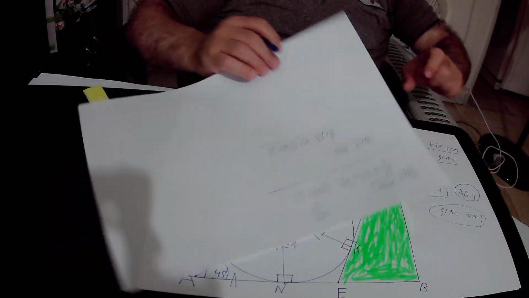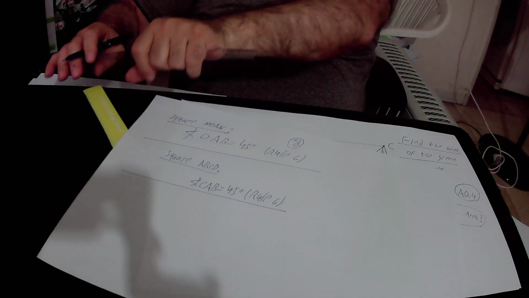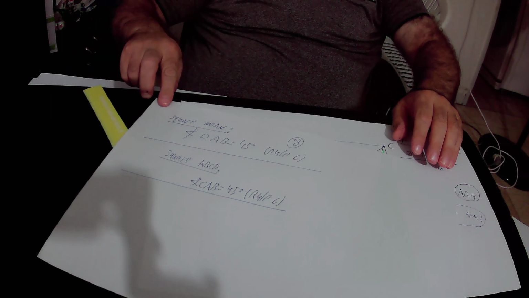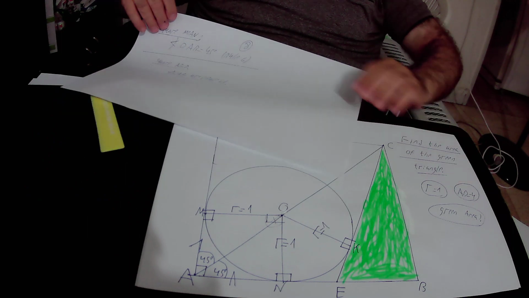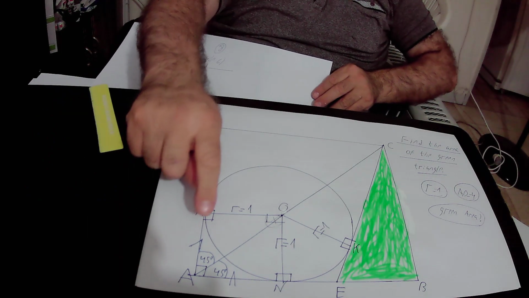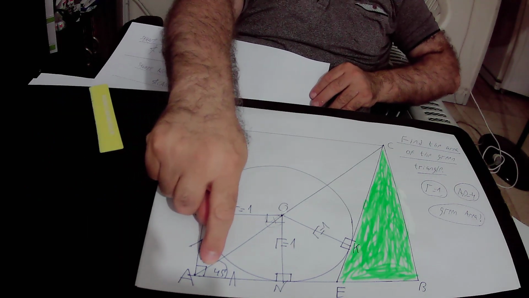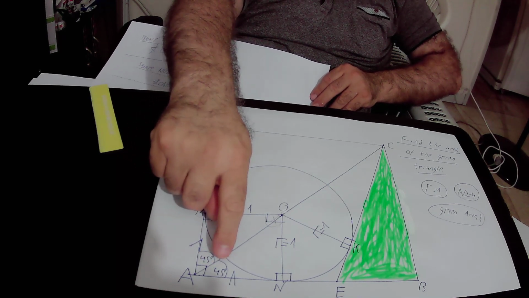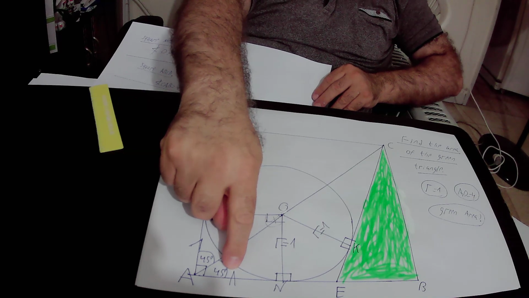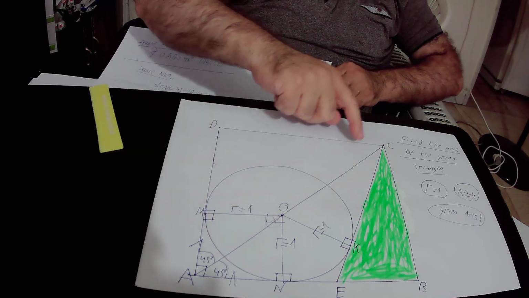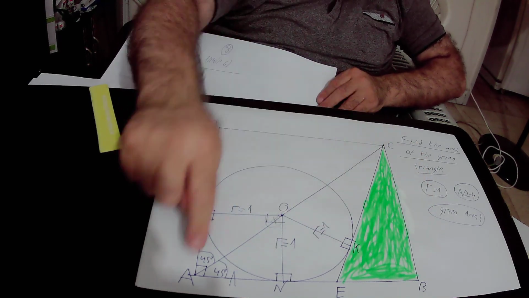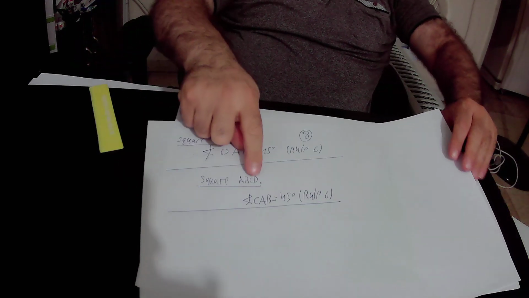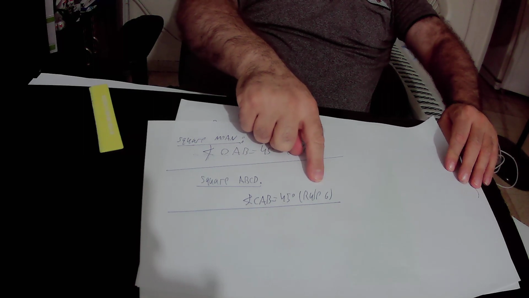I repeat again, if we relate to square ABCD, then according to rule number 6, the diagonal CA bisects this angle, that is a right angle, into two equal angles that each of them is equal to 45 degrees. That is to say, angle CAB equals 45 degrees according to rule number 6.